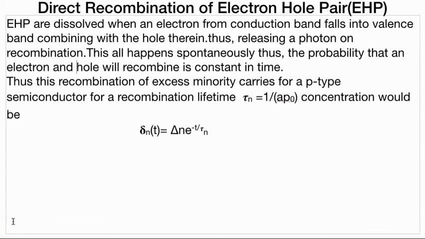Thus, for this recombination of excess minority carriers in a p-type semiconductor with a recombination lifetime tau n, the concentration would be delta n e to the power minus t by tau n, where tau n is the lifetime of the electron.